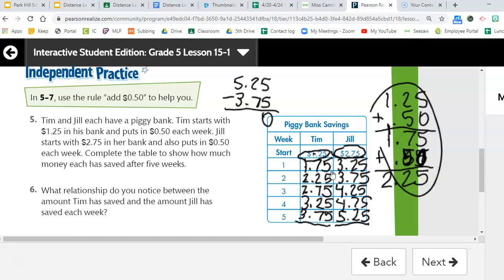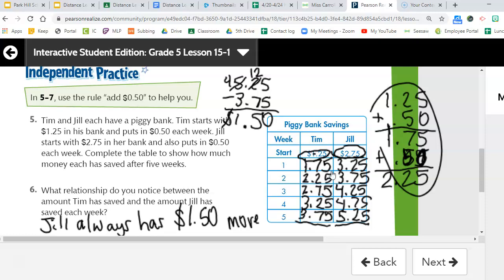So 5 minus 5 is 0. I can't do 2 minus 7, so I'm going to go over here. I'm going to regroup. So the 5 is going to become a 4, and the 2 is going to become a 12. 12 minus 7 is 5, and then 4 minus 3 is 1. So she has $1.50 more. Now, since they all went up by the same amount each time, 50 cents, that means there would be $1.50 in between each one. So that means Jill always has $1.50 more. Okay?